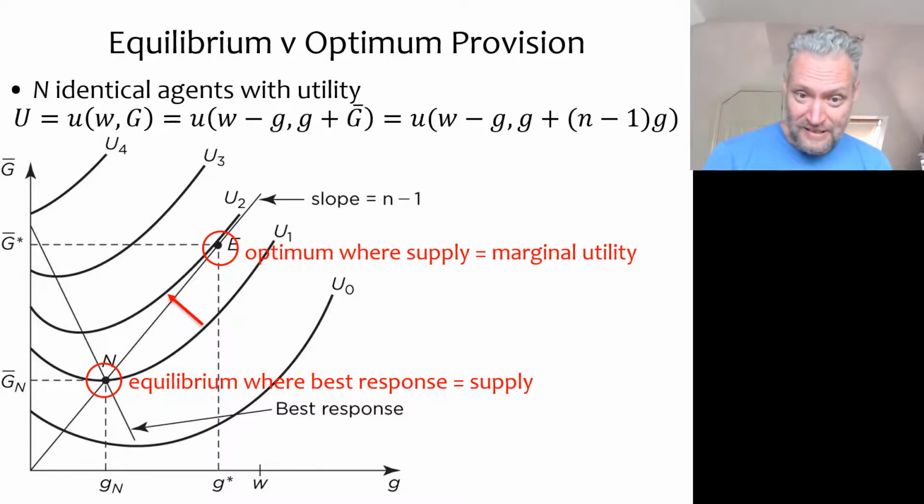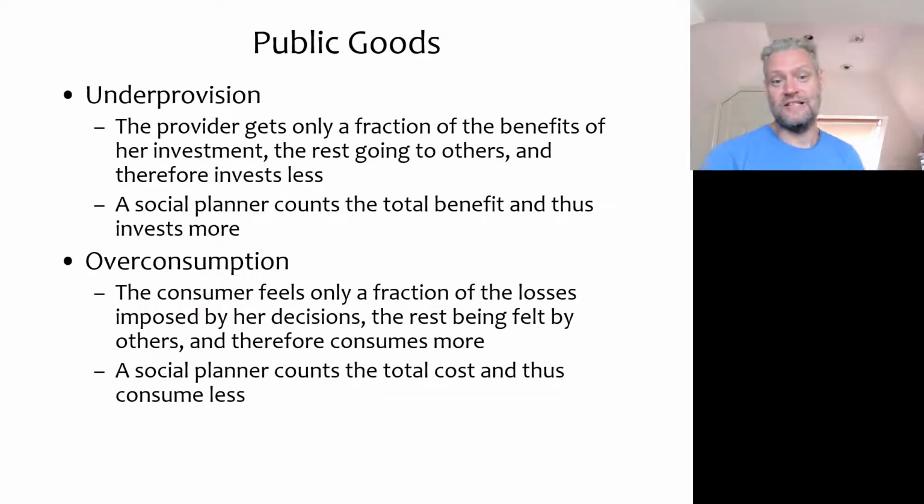And the next thing that you see is actually that you shift from utility level U1 to utility level U2. So it's not just that the market undersupplies, but also the market is inefficient in the sense that you're not in the optimum, not in the Pareto optimum. You could have done better. And because everybody is identical in this economy, everybody could have done better, right? So everybody could have increased their utility from U1 to U2. So that is what theory says. The provider gets only a fraction of the benefits of her investment, the rest go to others and therefore invest less.